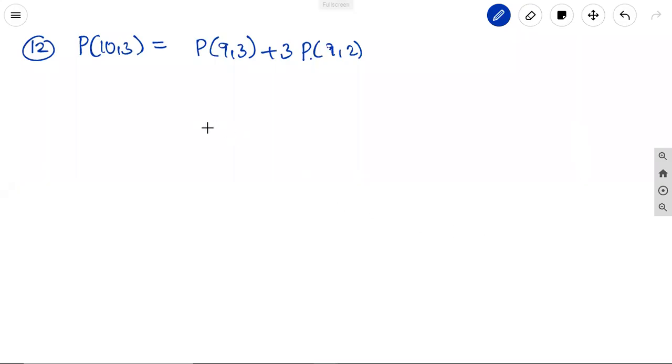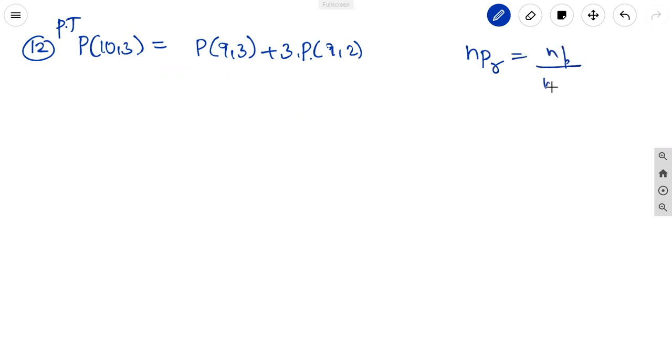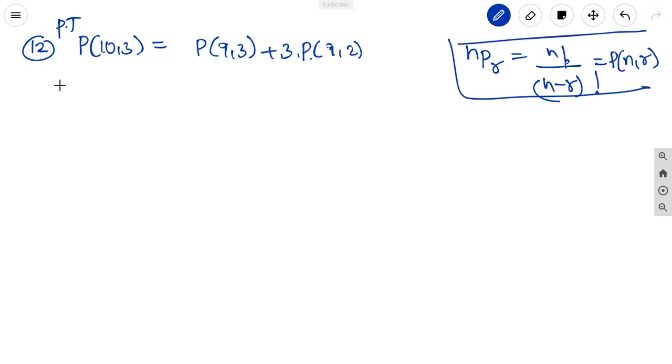Now I am taking the probability problem. Prove that P(10,3) equals P(9,3) plus 3 into P(9,2). We know that nPr equals n factorial by (n minus r) factorial. It can be written as P(n,r). From this, P(10,3), that is 10P3, equals 9P3 plus 3 into 9P2.